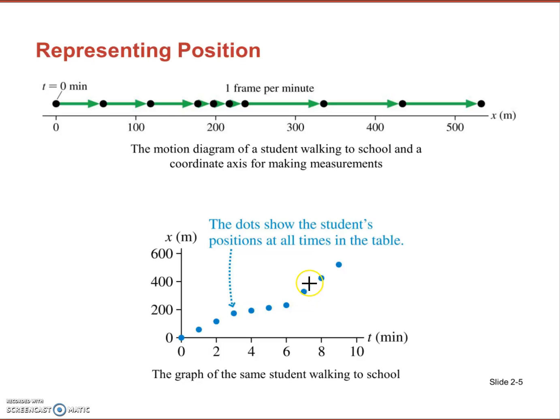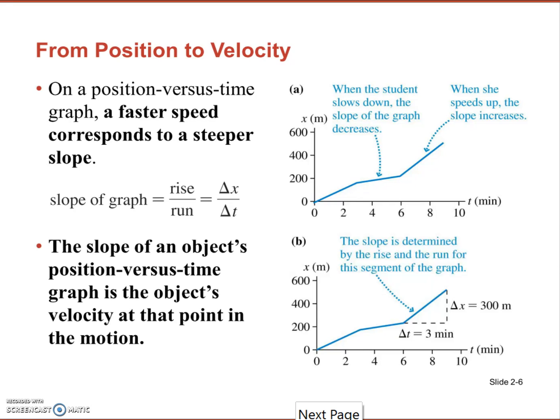And then for the last 3 minutes, she goes very fast and picks up speed. On a position versus time graph, a faster speed corresponds to a steeper slope. So here she's walking at a kind of casual pace, and then she bumps into her friend. This is our student. She slows down. We have a shallower slope here. And when she speeds up, the slope also increases.